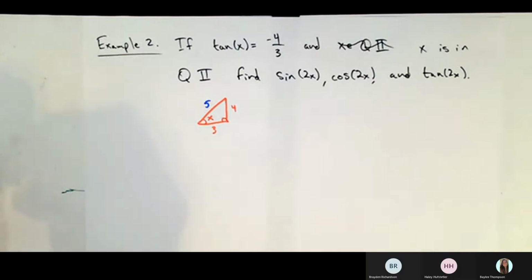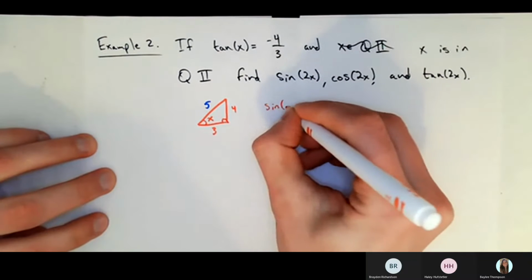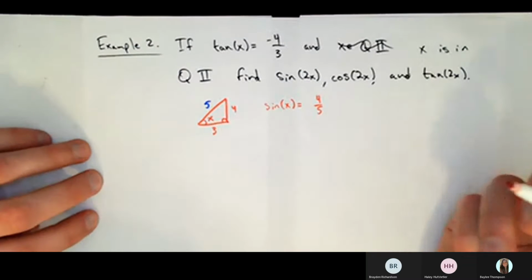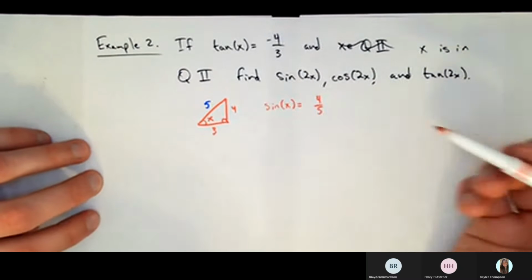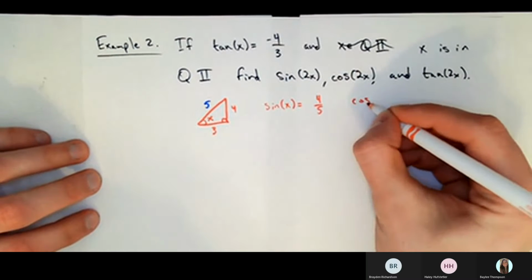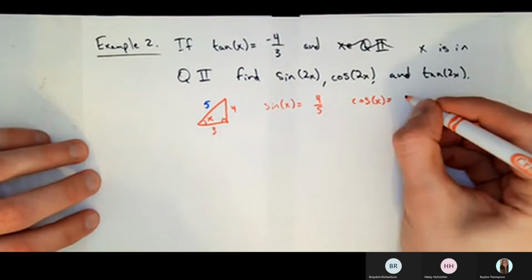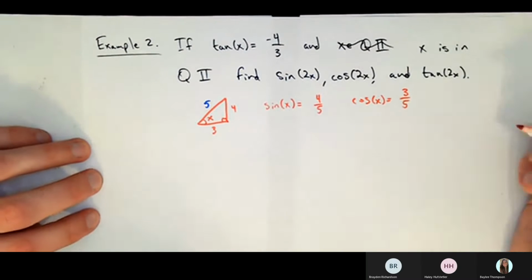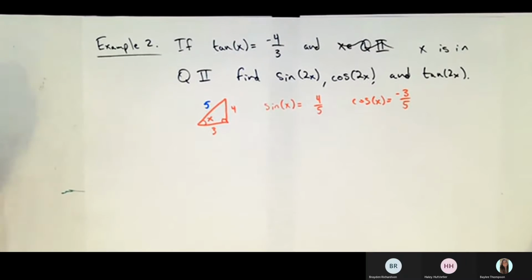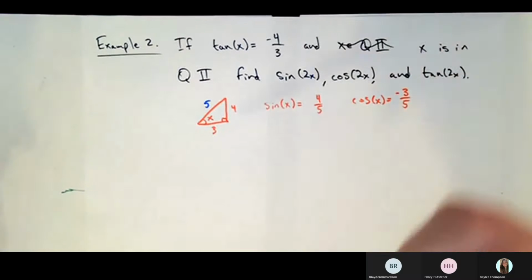So this lets me say that sine of x is going to be 4/5, and is sine positive or negative in quadrant 2? Well, sine is positive in quadrant 2, so I'll leave it be. And then cosine of x should be adjacent over hypotenuse, 3/5, and it's negative in quadrant 2. There we go. So now I've got all 3 of my trig functions because I already knew tangent, right?